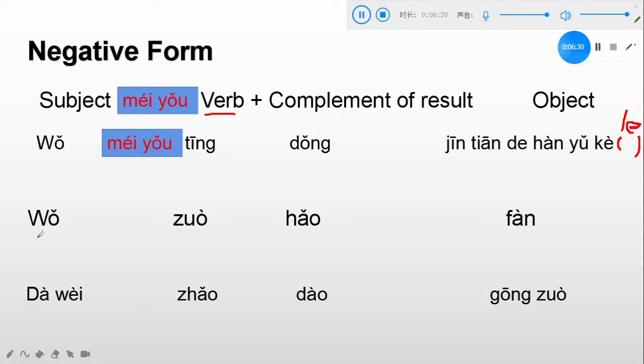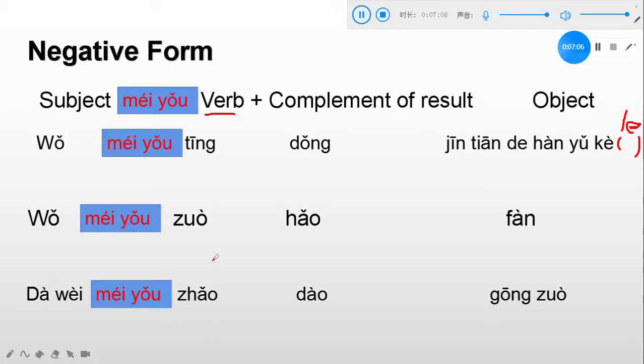Example 2. 我做好饭. I finished cooking, or I cooked well. And here, 我没有做好饭. I didn't finish cooking, or I didn't finish it well, or I didn't cook well. The last one. 大卫找到工作. David found a job. And then negative form. 大卫没有找到工作. David didn't find a job.